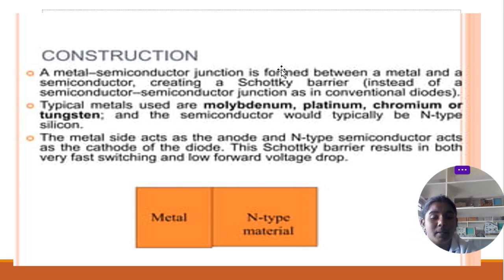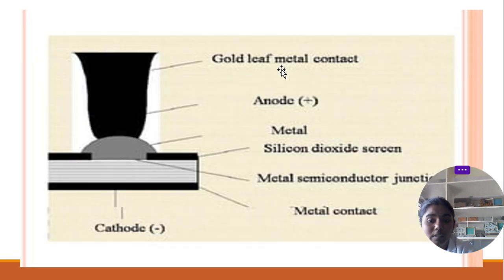Then, construction. A metal-semiconductor junction is formed between a metal and a semiconductor, which creates a Schottky barrier. So instead of a semiconductor-semiconductor junction, it forms a Schottky barrier. The metal can be molybdenum, platinum, chromium, or tungsten, and the semiconductor would be N-type silicon. The metal side acts as the anode and the N-type semiconductor acts as the cathode. This Schottky barrier results in very fast switching and low forward voltage drop.